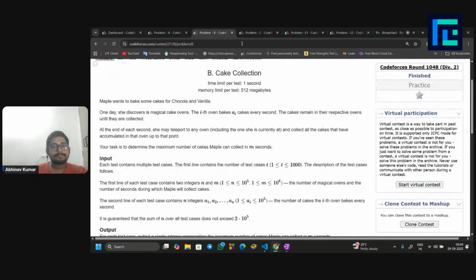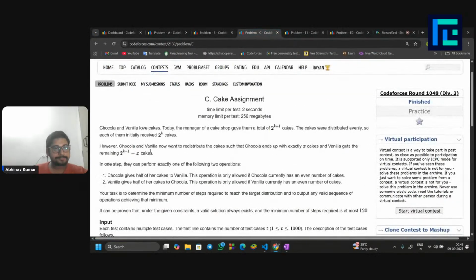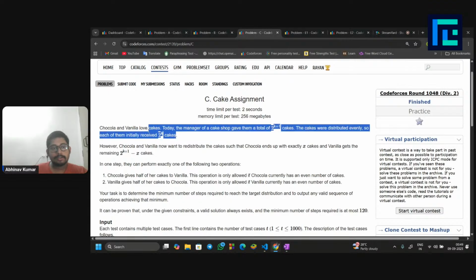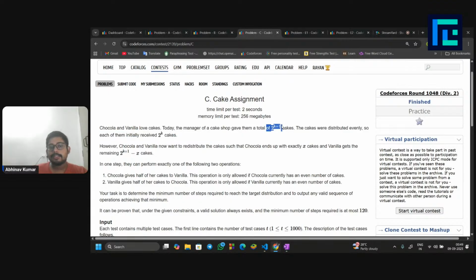Okay, so let's move to problem C. Chocola and Vanilla love cakes. Today, the manager of a cake shop gave them a total of 2 to the power k plus 1 cakes. The cakes were distributed evenly, so each of them initially received 2 to the power k cakes. However, Chocola and Vanilla now want to redistribute the cakes such that Chocola ends up with exactly x cakes and Vanilla gets the remaining 2 to the power k plus 1 minus x cakes.